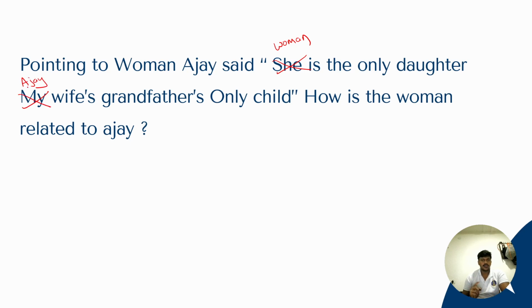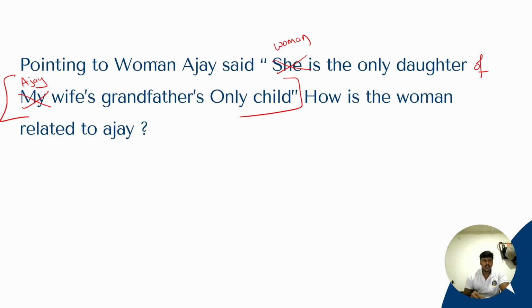Now, next step, off. Where is off here? So I think I missed it. She is the only daughter of Ajay's wife's grandfather's only child. As we are having off here, first solve this part, then strike it out and add after off.